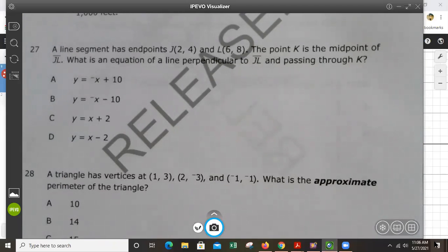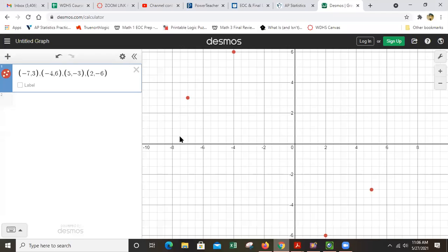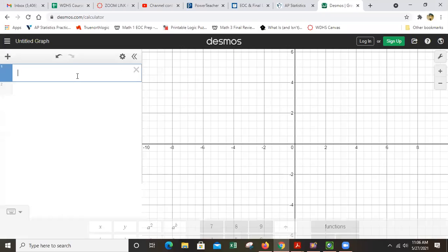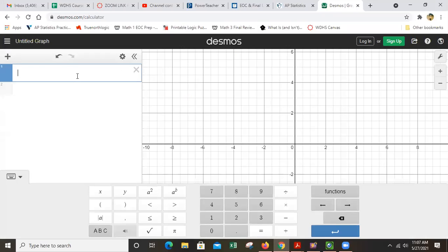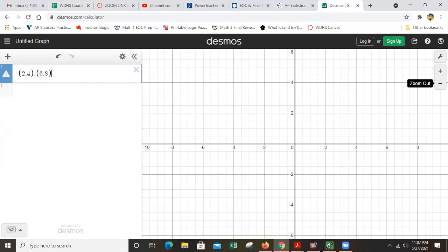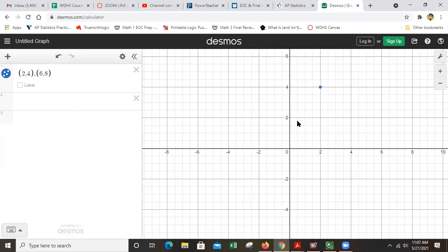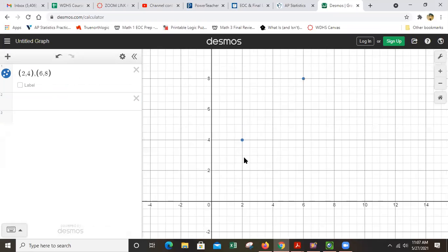So if we look at 27, I'm going to go back to Desmos and show you guys. It gives you the coordinates. I'm going to put those in. 2, 4, 6, 8. Okay. Why did it not graph it? Oh, because I put a 6.8. All right. So there's one. There's the other one.